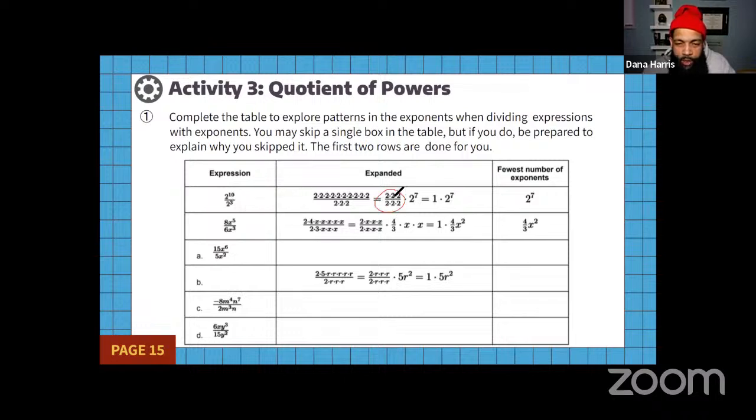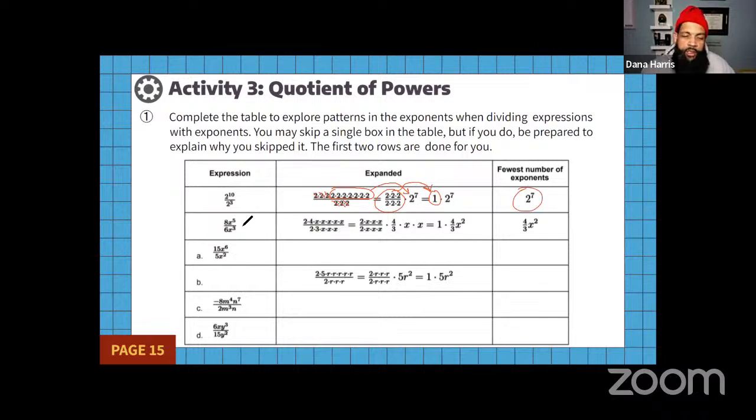This right here is just showing you where you cancel out 3 2's, okay? They all divide to equal 1. So that's where this 1 comes from. And then we have these 7 2's, which is where we write the 2 to the 7th power, okay? So 2 to the 7th power times 1 is just 2 to the 7th power, as you can see over here.